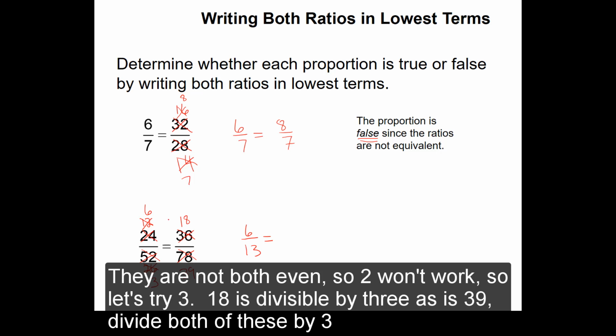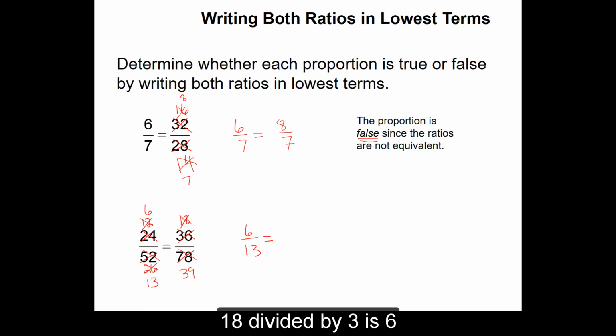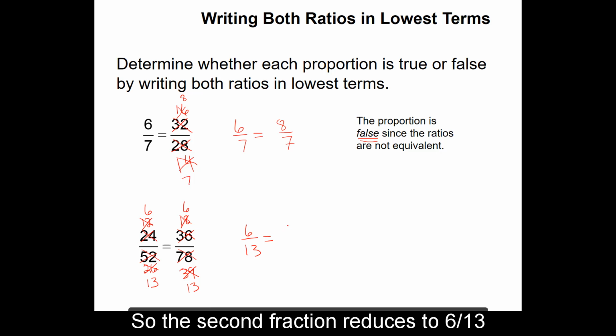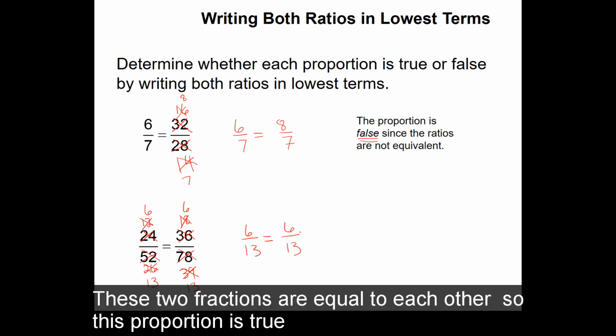Let's try 3. Well, 18 is divisible by 3, as is 39, so I'll go ahead and divide both of these by 3. 18 divided by 3 is 6, and 39 divided by 3 is 13. So the second fraction reduces to 6 over 13. Obviously, these two fractions are equal to each other, and so this proportion is true.